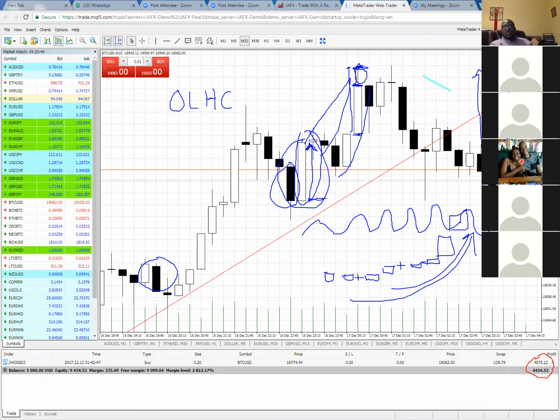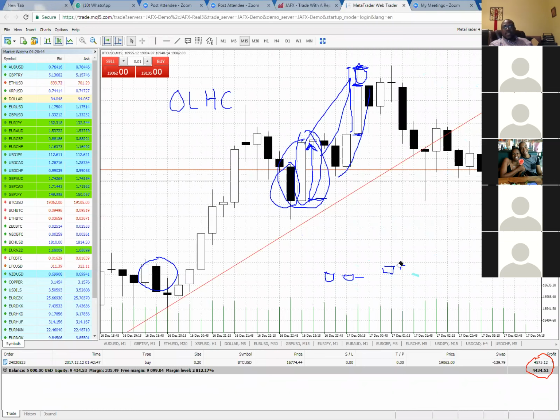Let me clean this up and show you what I mean by that. Okay, so what I mean by that, just now you saw this candle reverse. Now we had a good idea that the candle was going to reverse because of this guy right here. It's called a hammer. I'll explain how a hammer works.